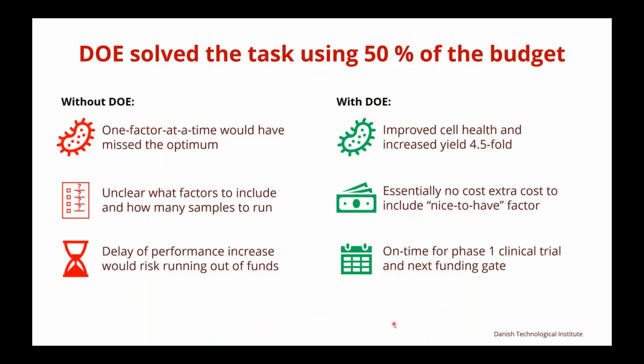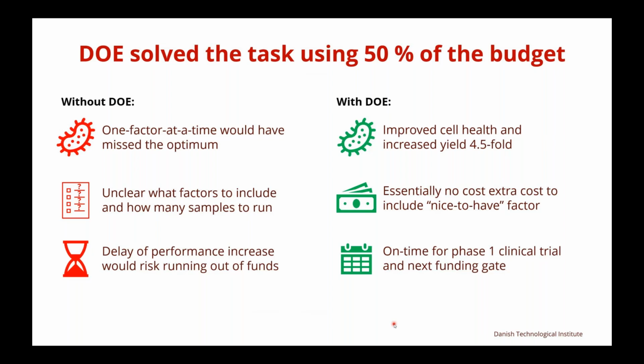So in this case, there was a relatively clear task: find the best possible settings for the various things we are measuring on our cell process. We only needed to use half of the available cell budget, and were still able to identify very different settings that improved their cell health and increased the yield of this process 4.5 times.